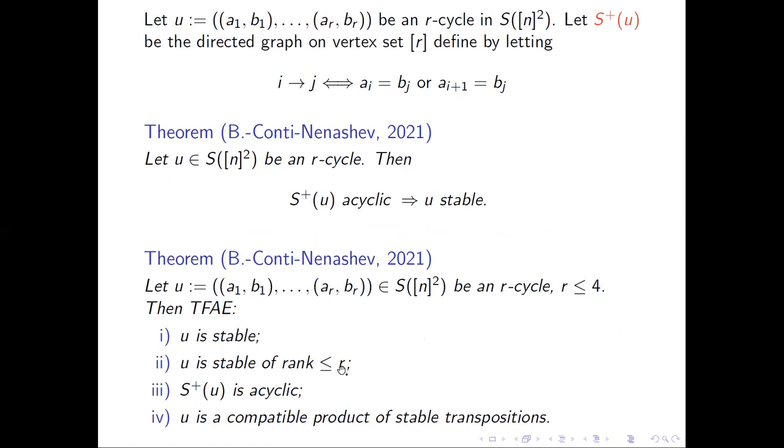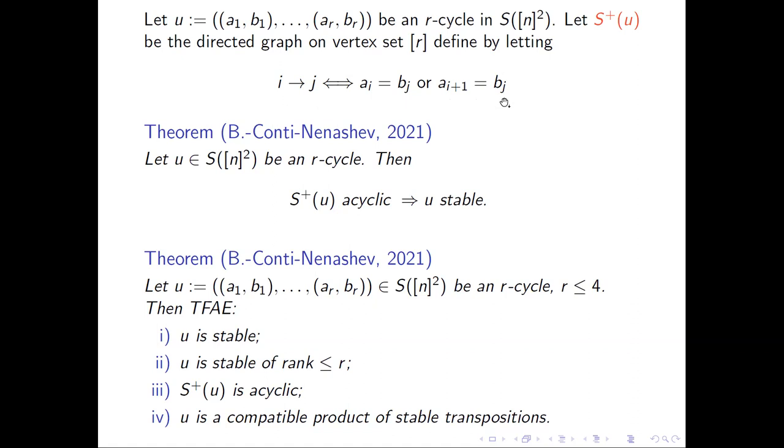Maybe I'll conclude by mentioning this one. Take an R cycle. You would like to understand when this is stable, a cycle in the discrete square. You can associate a directed graph, put an edge between I and J. I and J now are just numbers between 1 and R, if either AI equals BJ or AI plus 1 equals BJ. So it's a very simple graph to construct. It's not recursive, very simple.